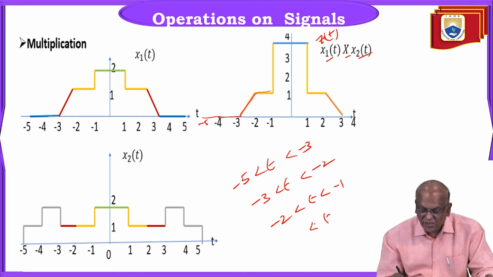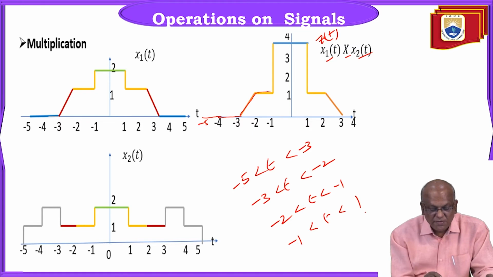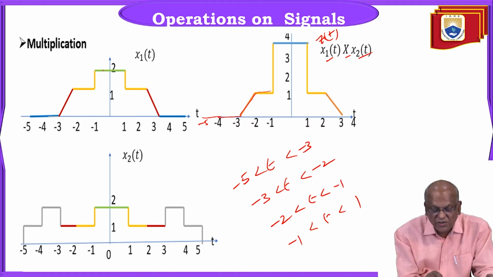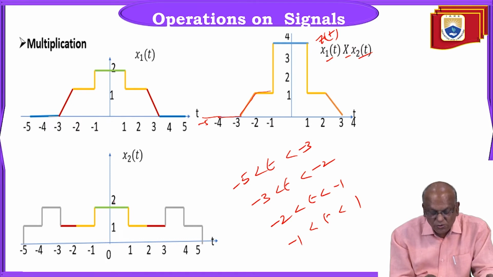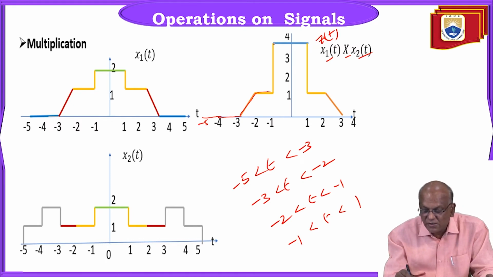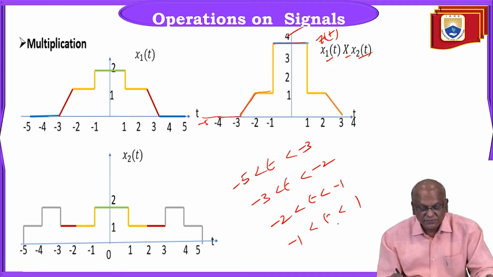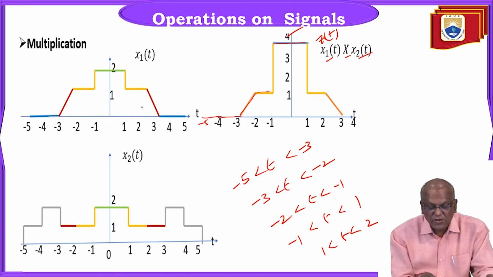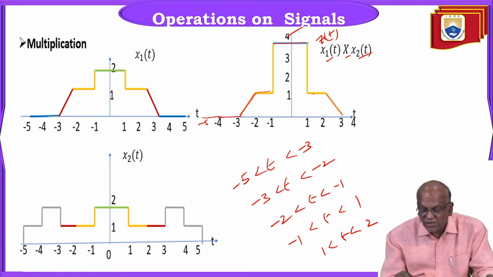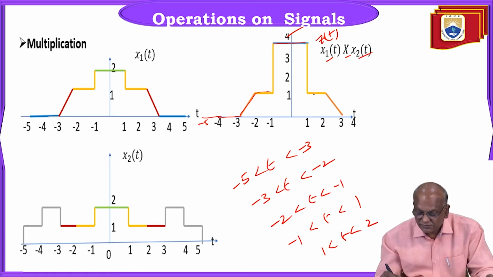Next, t values between minus 1 and plus 1. Between minus 1 and plus 1, x1 equals 2, whereas x2 between minus 1 and plus 1 also equals 2. 2 into 2, we get 4. That's why you get the value 4. Next, between 1 and 2, x1(t) equals 1 and x2(t) equals 1. 1 into 1, we get 1.